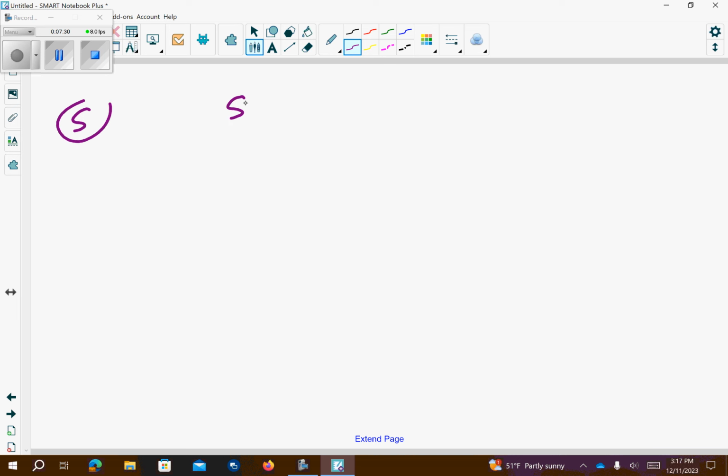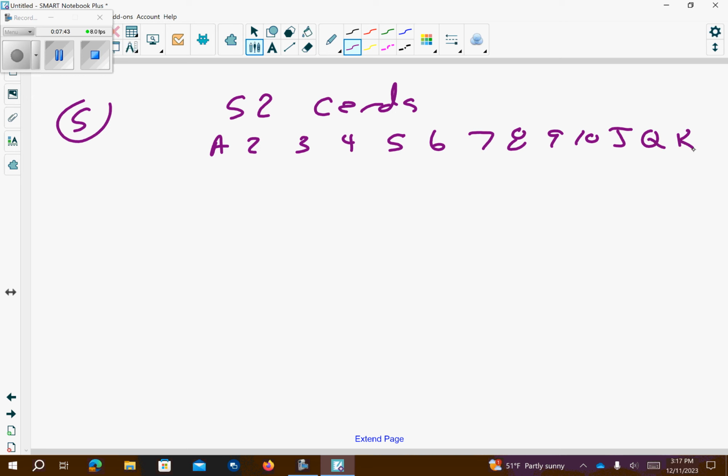Number 5. So you have 52 cards in a deck of cards. You have ace, 2, 3, 4, 5, 6, 7, 8, 9, 10, jack, queen, king. You have 4 suits. So you have hearts, spades, diamonds, and clubs. The hearts and diamonds are both red. The spades and clubs are black.